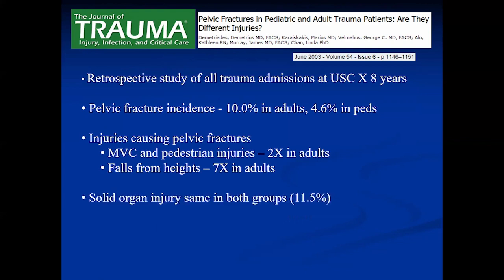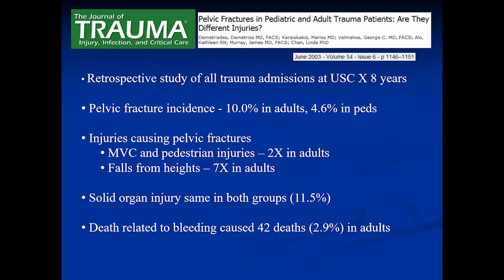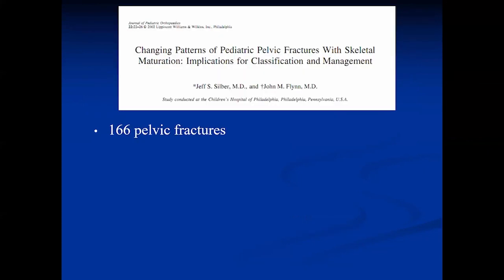The solid organ injury rate was the same in both groups, about 11.5%. Death related to bleeding caused 42 deaths, around 3% in adults, but there were no deaths in pediatric patients. That's just something important to consider when you're looking at these injuries. Now, there are a couple of studies out there that look at these injuries more globally.